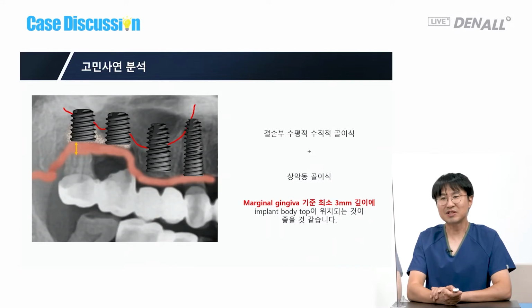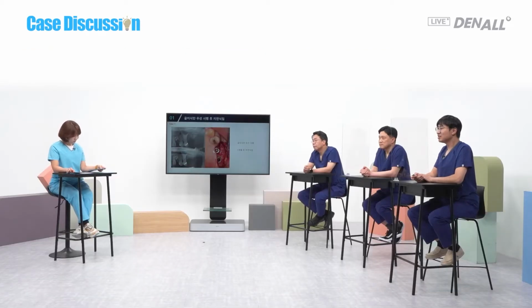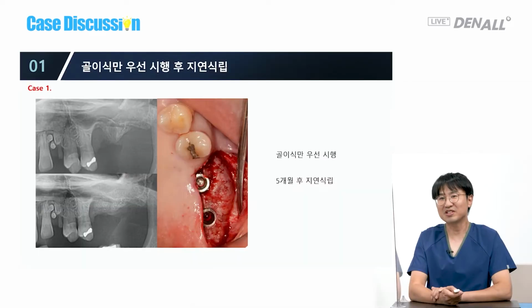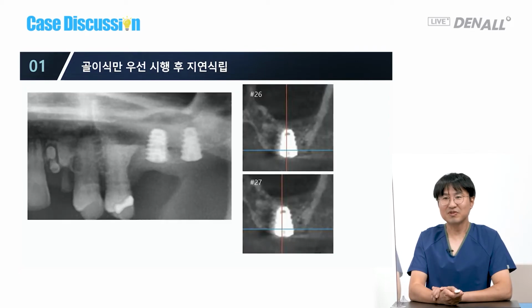However, what is important is that the body top should be positioned at least 3 millimeters from the marginal gingival level. Let's look at a case which is a little bit easier. After extraction, bone was not formed. If we place the implant to the front based on the basal bone, it would be even worse. In such a case, I take a two-stage approach. Place an implant 5 months after bone graft. In this way, the second implant can be placed much easier with a little bit of a sinus lift.